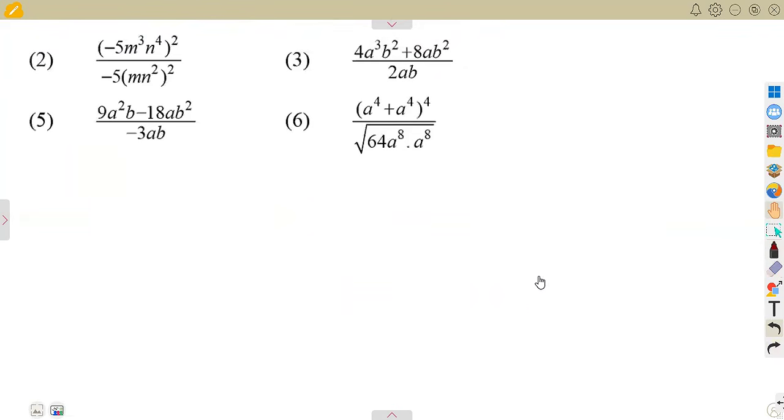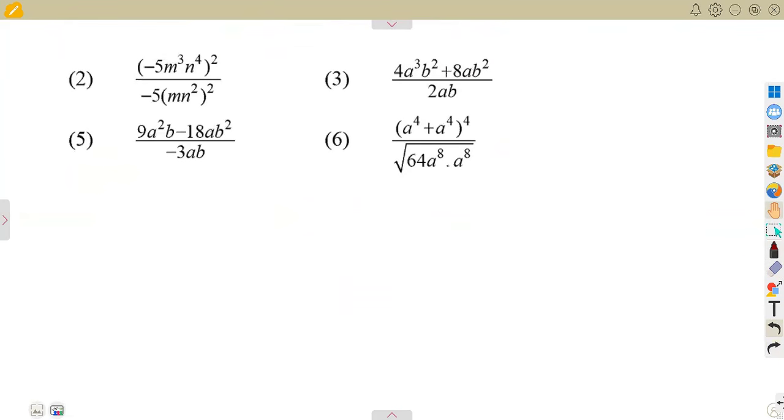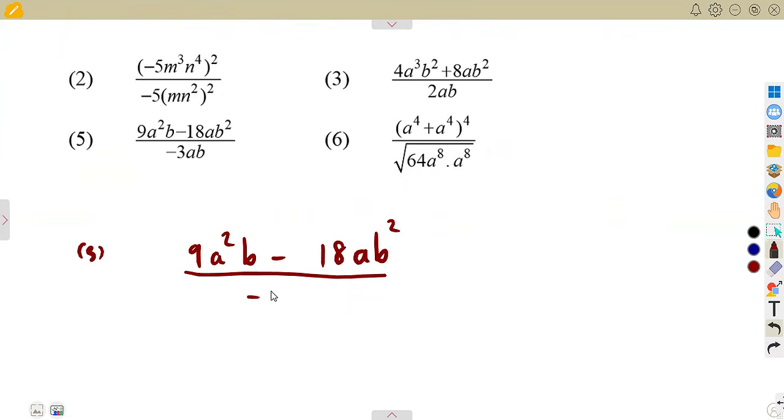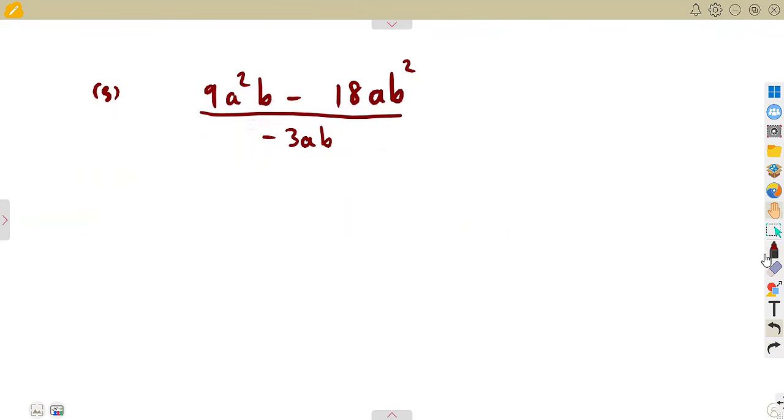All right. So there are 2 questions that we are also having. Question number 5, where we are given 9a squared b minus 18a b squared. Everything over minus 3ab. So let's factorize. Between these 2 terms that we are having here, what is the highest common factor between 9 and 18, the bigger number that you can factor out? That is a 9 there. 9 and 9, 18 and 9, that's a 2.